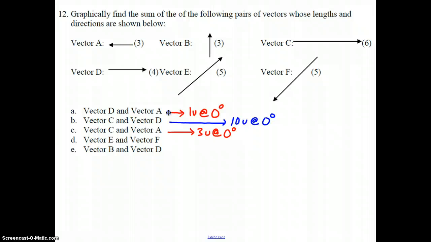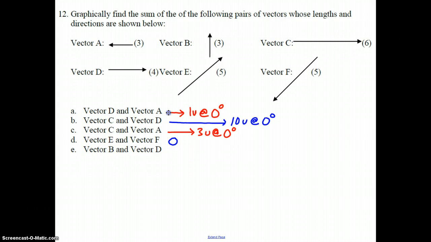Vector E and vector F both have the same magnitude and are at 180 degrees to each other. In other words, they're pointing in the opposite direction of each other. And because they have the same magnitude but pointing in opposite directions, there would be no resultant here. So the answer is 0.